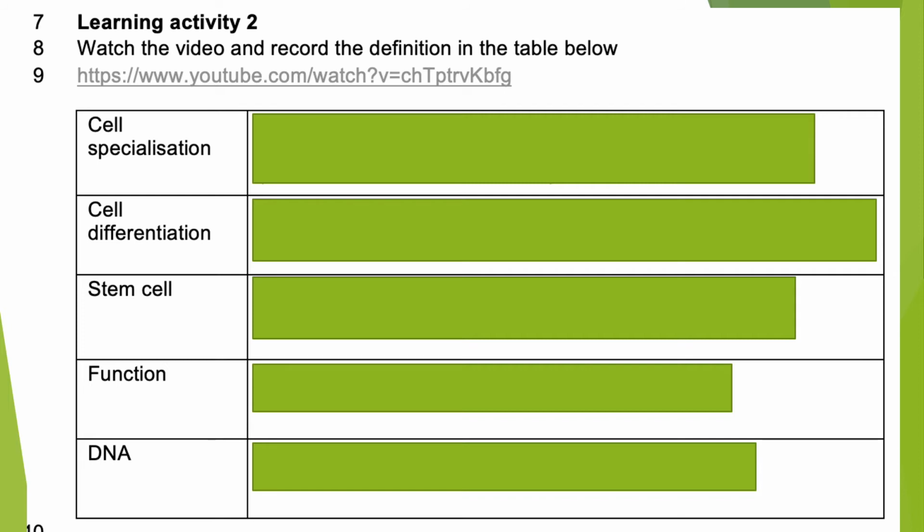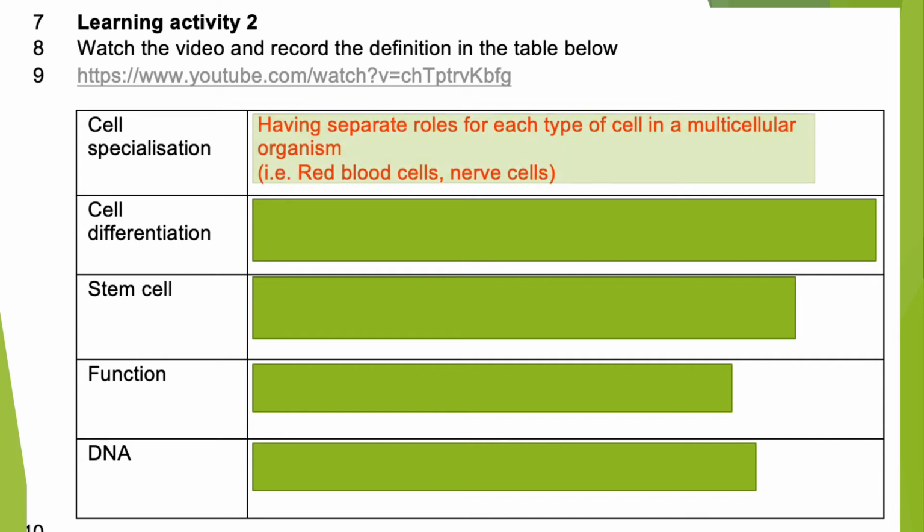Most of them we've already talked about very explicitly in this lesson. Things like DNA we've talked about in previous lessons, but again, it's really important to know this. So first one, cell specialization. If you don't have the exact same words as mine, don't worry, as long as you have the same ideas and some keywords that I'm looking for, okay? So cell specialization is having separate roles or jobs for each type of cell in a multicellular organism. So red blood cells have a specific role. Nerve cells have a specific role, okay?